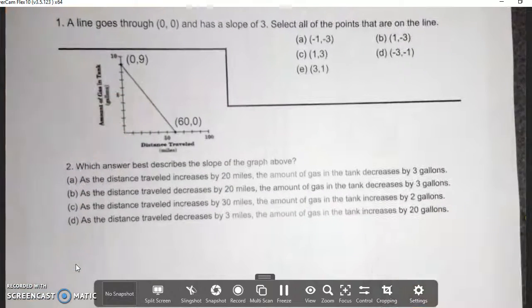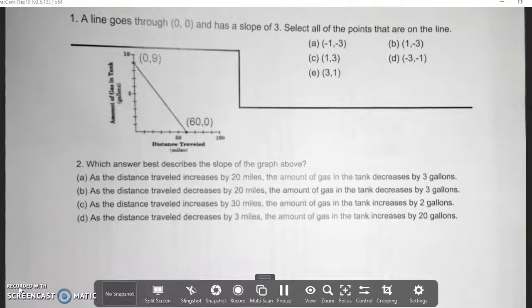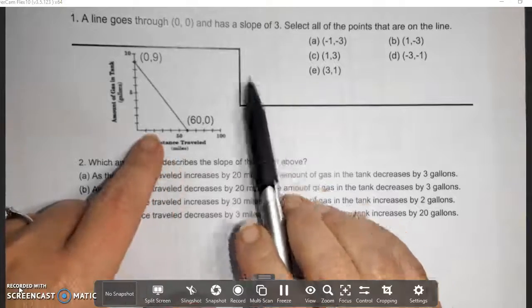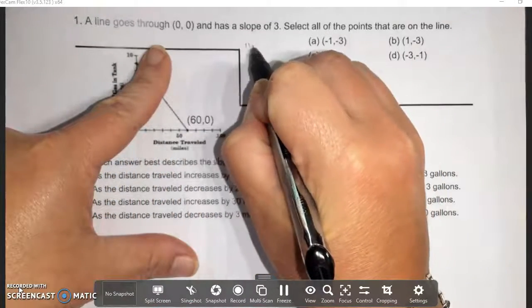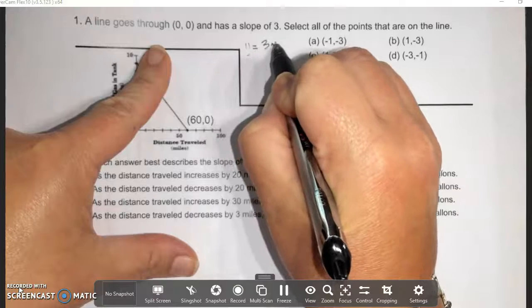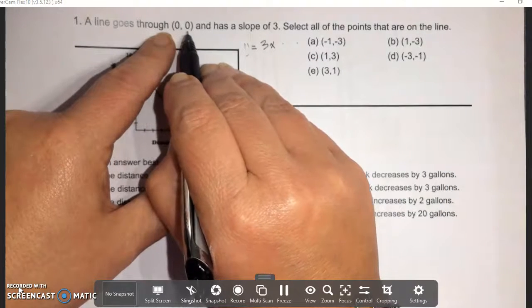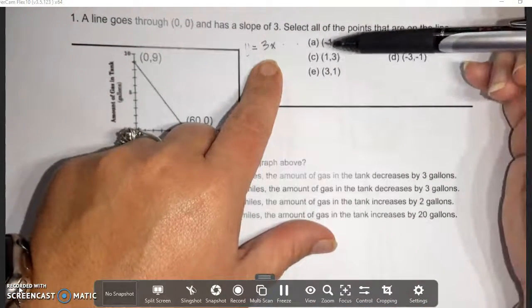A line goes through (0, 0) and has a slope of 3. Select all of the points that are on the line. So if it has a slope of 3 and goes through (0, 0), it's y equals 3x plus your y-intercept. Well, your y-intercept is when your x is 0. It's 0, so we don't have to put anything here. So let's plug this in.